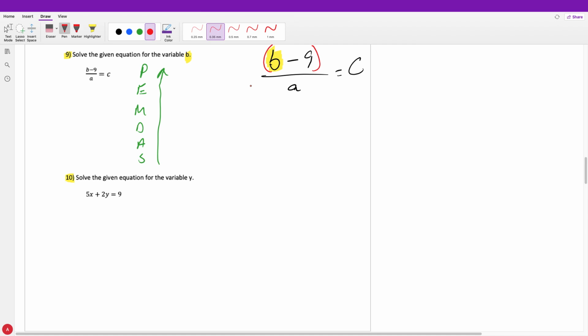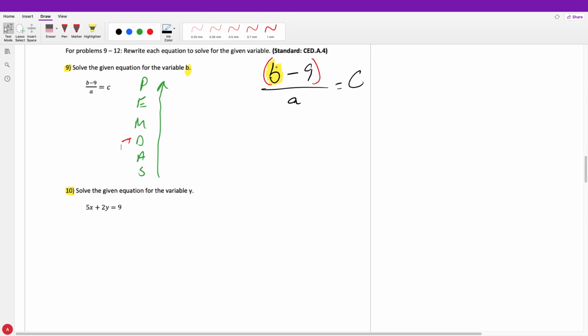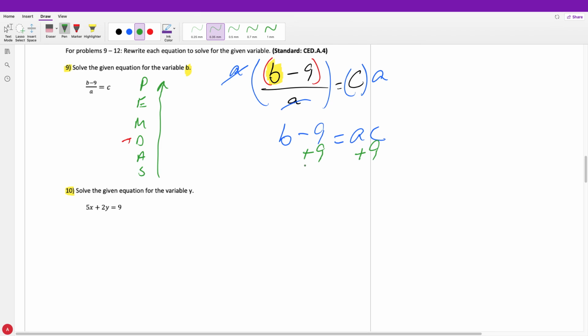So that means that this b minus 9 actually is what we would do last. So we would first need to get rid of this division of a because that would come before parentheses. And the way that we get rid of dividing by a is we simply just multiply each side by a. So I will multiply this side by a and multiply this side by a. Well, the a's cancel, and I'm left with b minus 9 is equal to ac, or if you wrote it as ca, I'd still give you credit. And then we're going to add the 9 to both sides, because now that we do just have this b minus 9, we need to isolate the b, and that will give us b is equal to ac plus 9. And that would have been your final answer for that one.